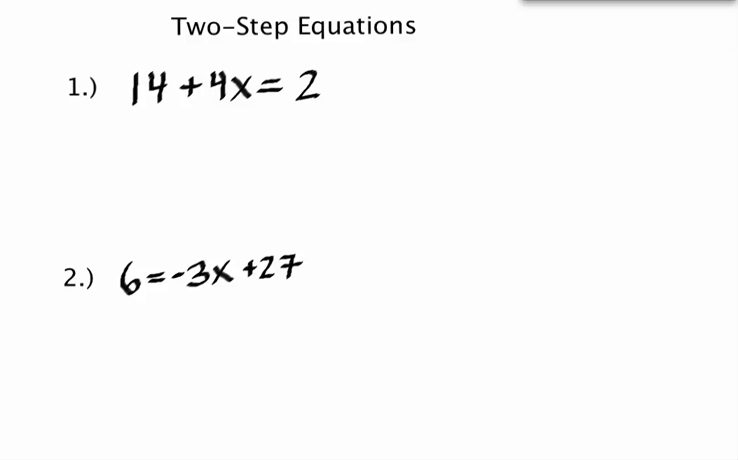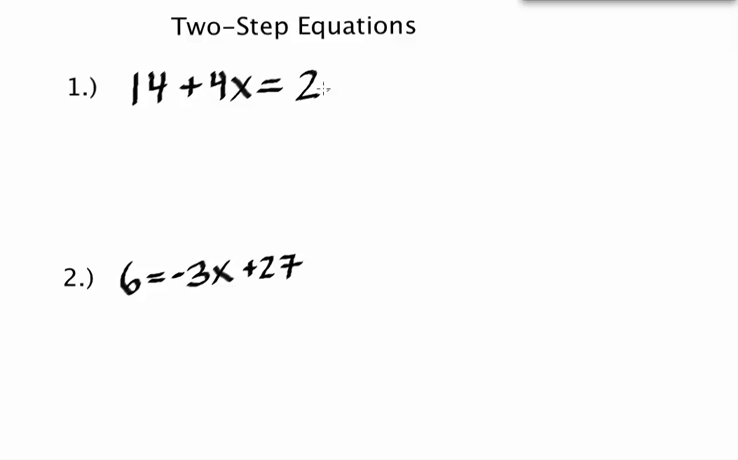What we're going to be doing here with our two-step equations is solving them using reverse order of operations. Remember, that's how we're going to solve these things, with reverse order of operations. So first thing we want to do is identify what's being done to x here. Well, we have 14 plus 4x.